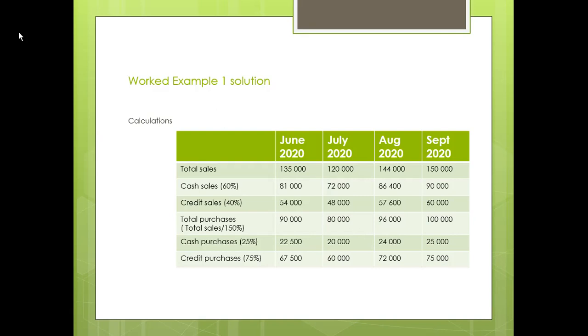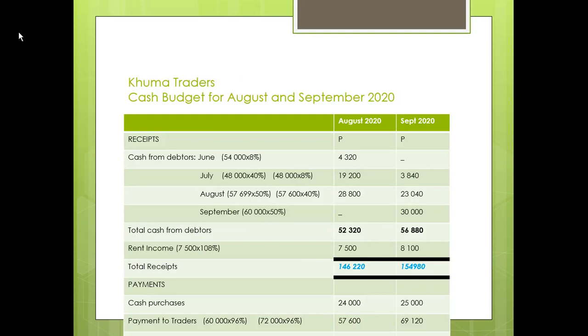The calculations are given in this schedule. For August and September, the total sales are 144,000 and 150,000. Therefore, cash sales is calculated as 86,400 and 19,000 for September. Let's now go to the cash budgets.